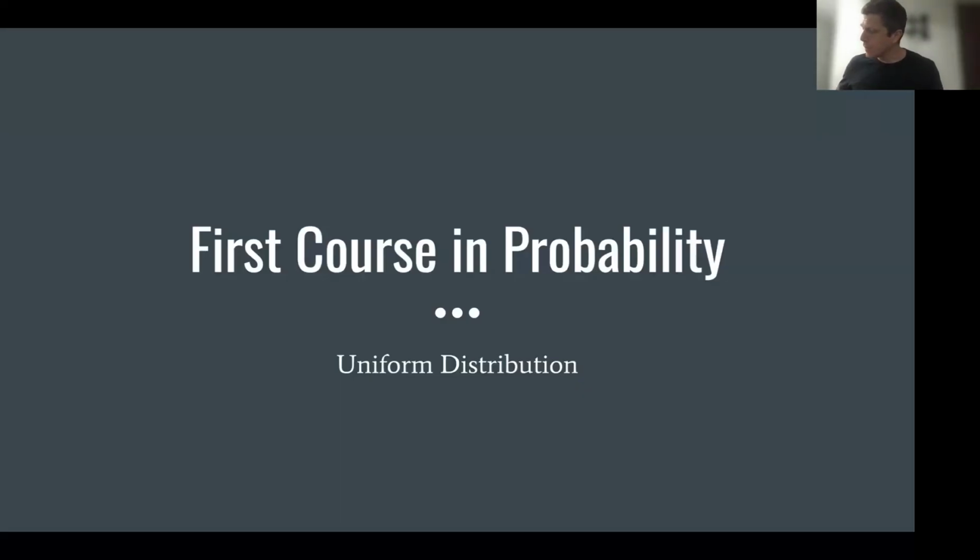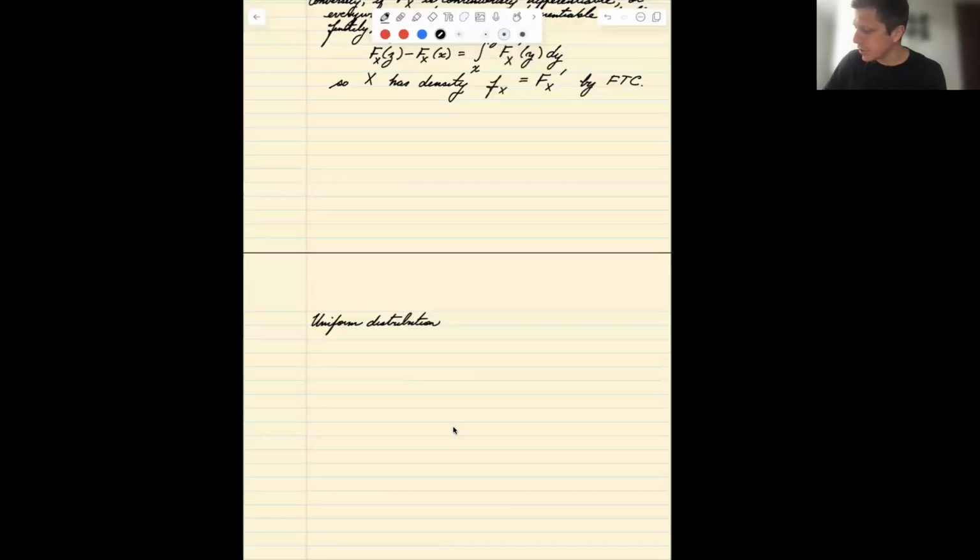All right, we've put down some basics for continuous random variables, and now we're going to move to our first family of continuous distributions called the uniform distribution. Remember in the discrete case, what the uniform distribution was: we had a finite set, and we put equal probability on each of the elements of the finite set.